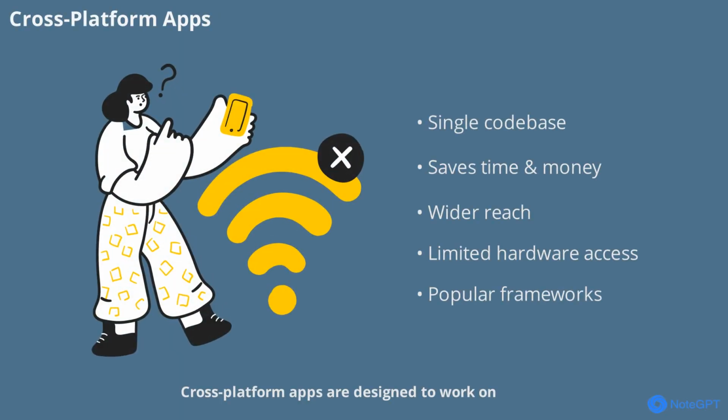Cross-platform apps are designed to work on both iOS and Android using a single codebase. This saves time and money, allowing developers to reach more users with less effort. However, performance may not match native apps and access to hardware features can be limited.